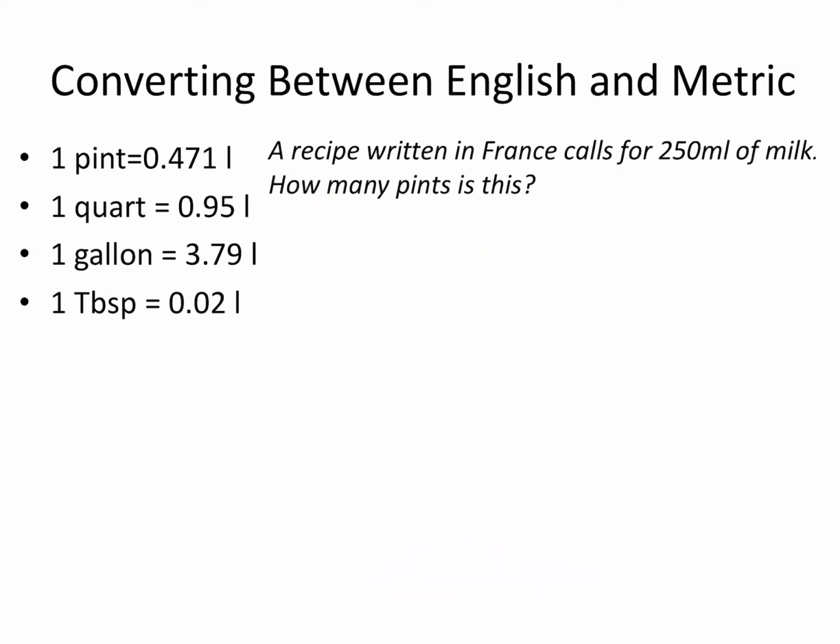A recipe that's written in France calls for 250 milliliters of milk. How many pints is this? So let's look at our choices. What would make sense? Pints, milliliters. Here's a pint, right? We can use this. The problem is our real world problem is in milliliters, and our conversion has liters. So we need to just make milliliters into liters. So how many liters is this?